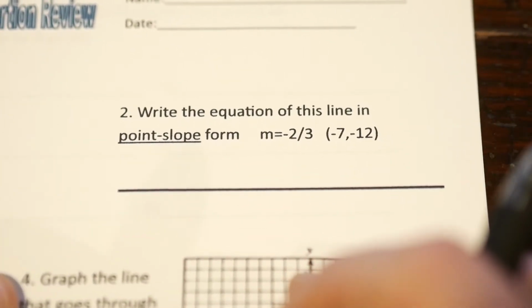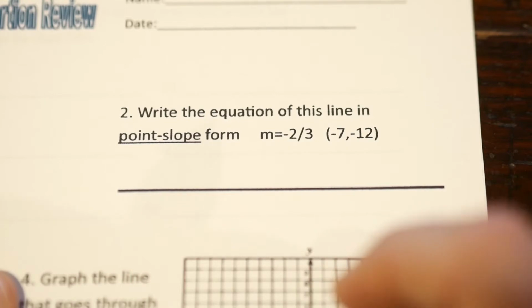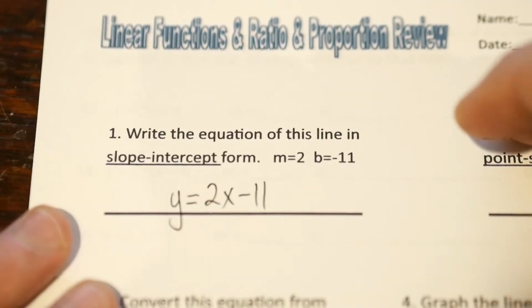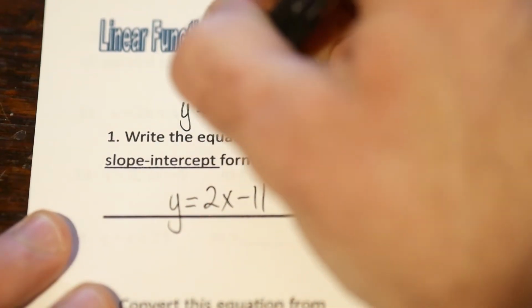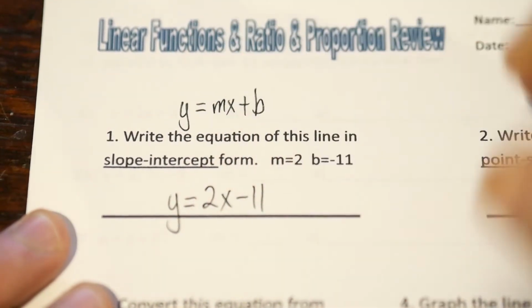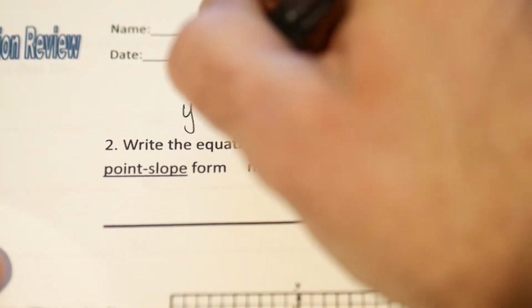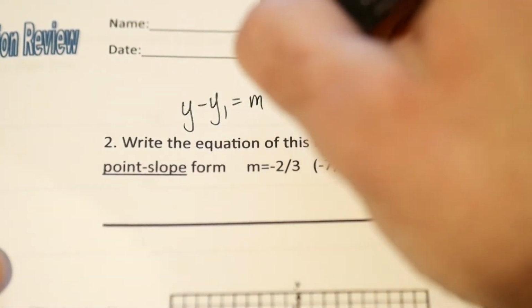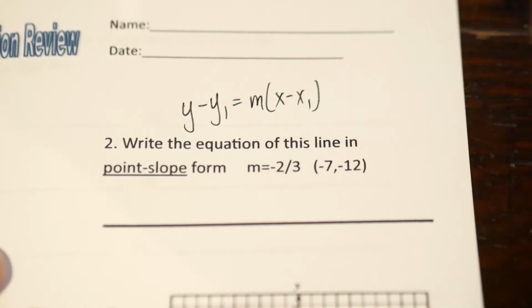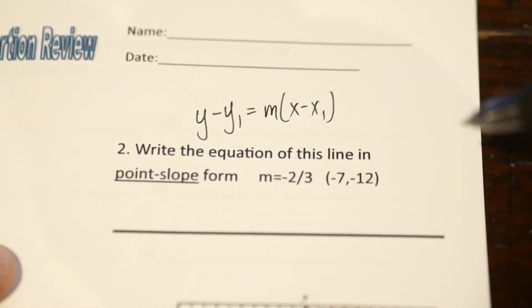Okay, number 2 says write the equation of this line in point slope form. Okay, so back over here, just let me say this real quick on slope intercept. Obviously it's y equals mx plus b. Over here on point slope, it's y minus y1 equals m times x minus x1. That's the point slope form.